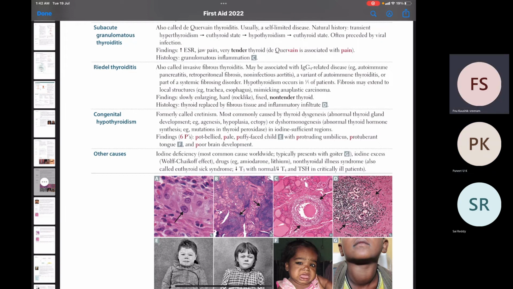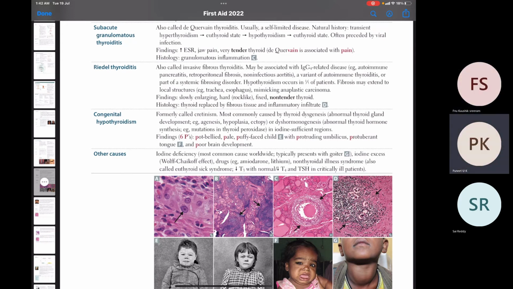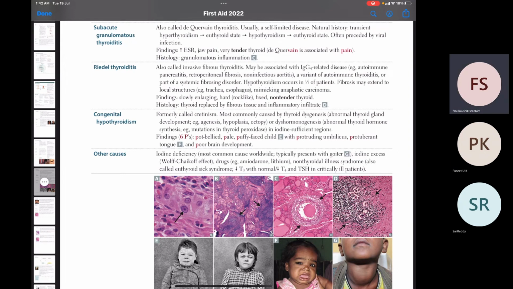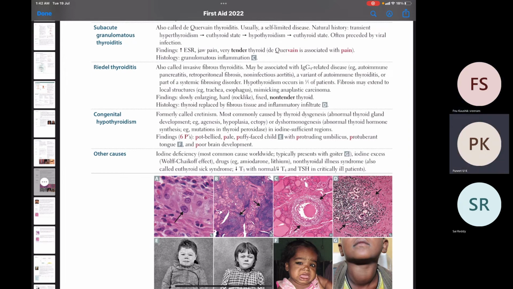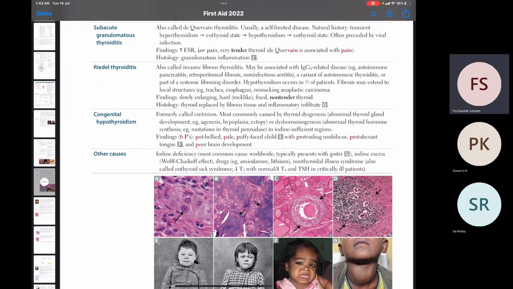Now, how will you treat? You'll give thyroxine. The starting dose is 25 micrograms in adults. In kids it's based on body weight. You give around 10 micrograms per kg.